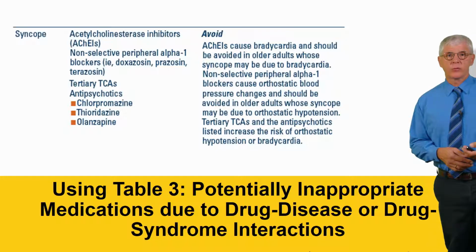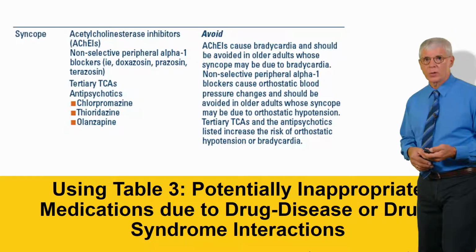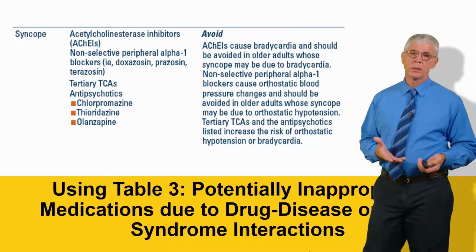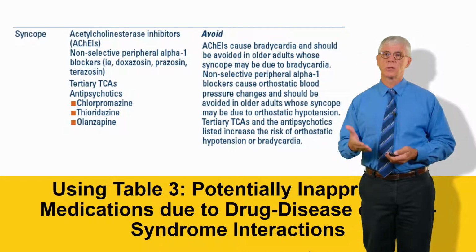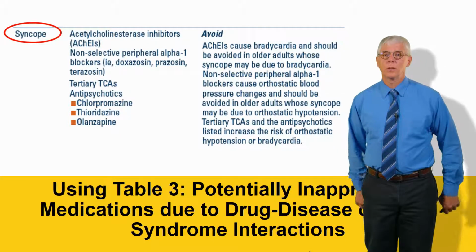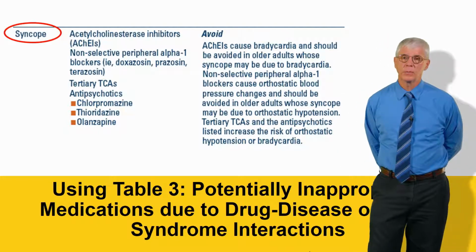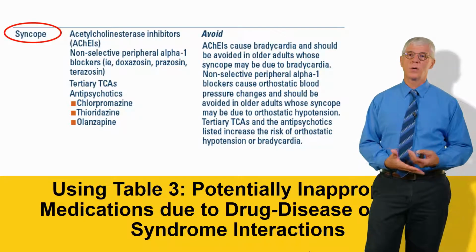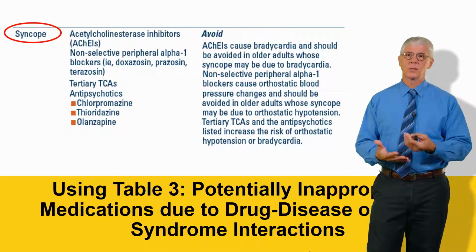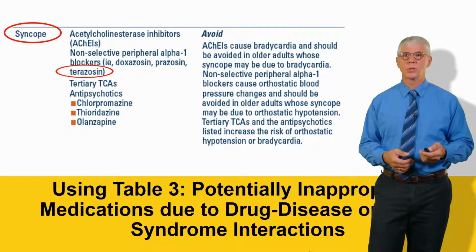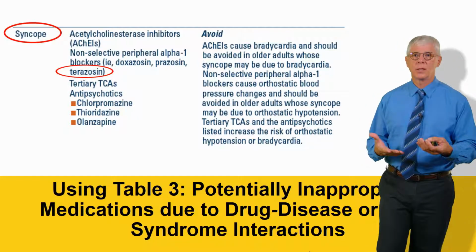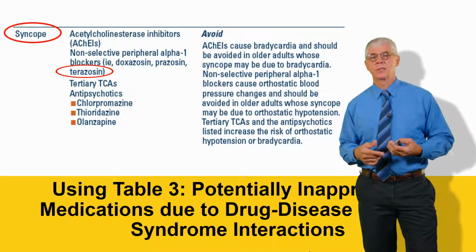So let's look at table 3. Remember, table 3 was that list of drugs that would be potentially problematic in people with certain other conditions. So, we know that our patient has syncope, so he's been having some dizziness and falls. So if we look at this list of medications, we can say, is he on any of those medications that are associated with that? Well, again, he's on that terazosin, which is the non-selective alpha blocker.